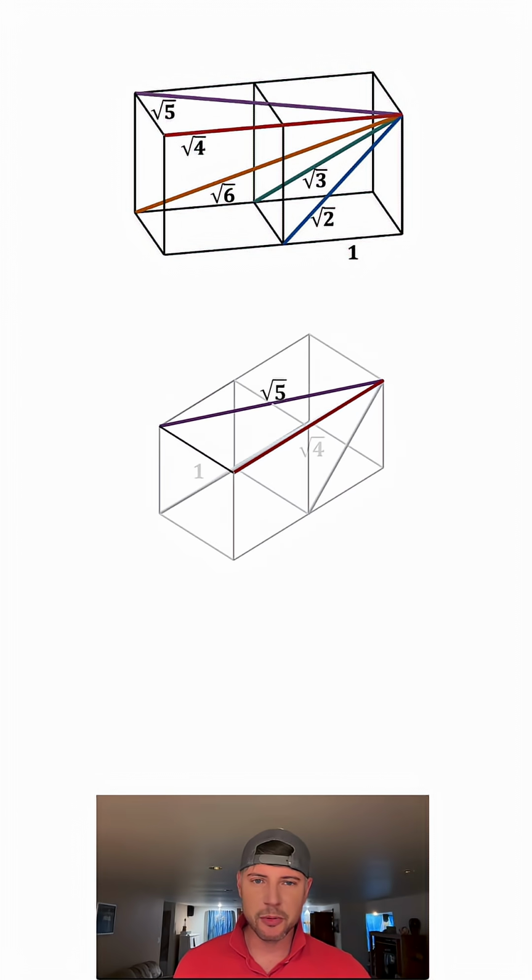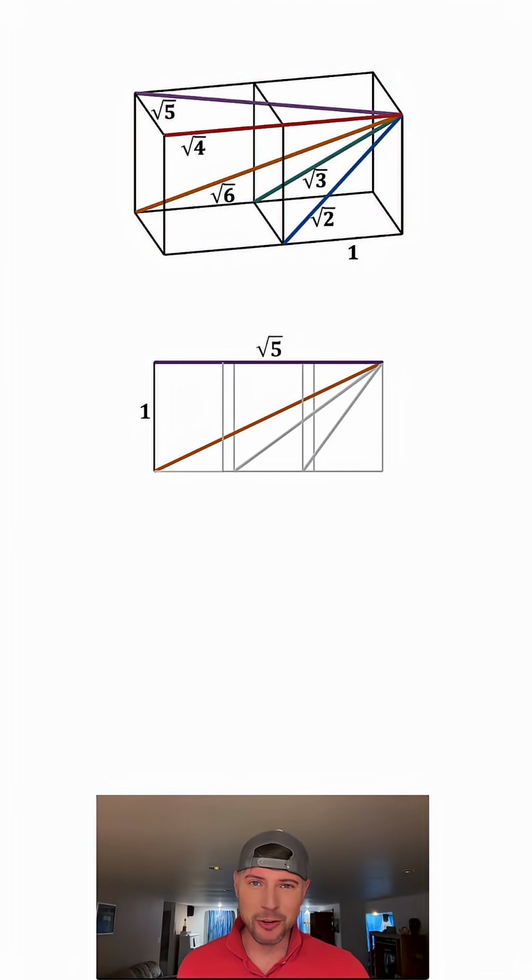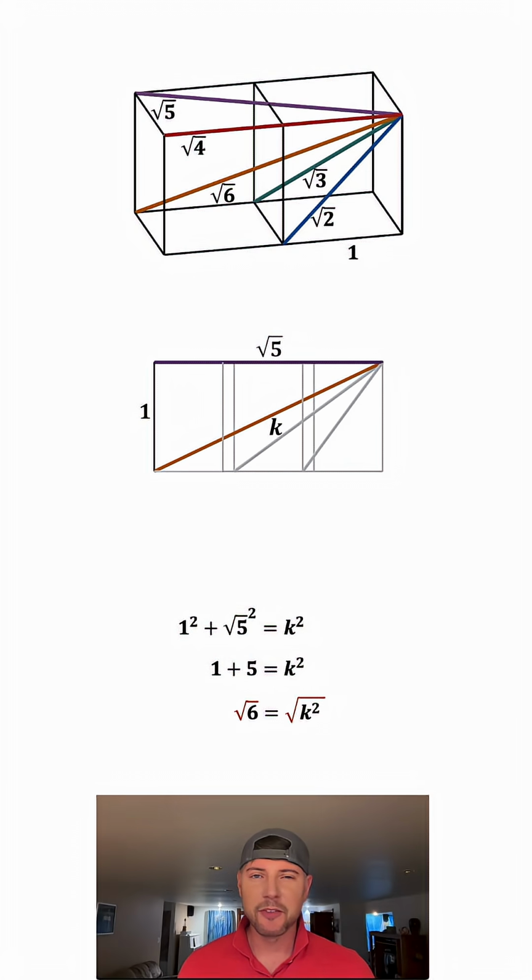And then we can move things around again, and let's focus on this right triangle. This edge will equal 1, and we'll call the hypotenuse k. Okay, so the Pythagorean theorem will give us 1 squared plus square root of 5 squared equals k squared. That'll end up being 1 plus 5 equals k squared, or 6 equals k squared. After we square root both sides, we get k is equal to square root of 6.